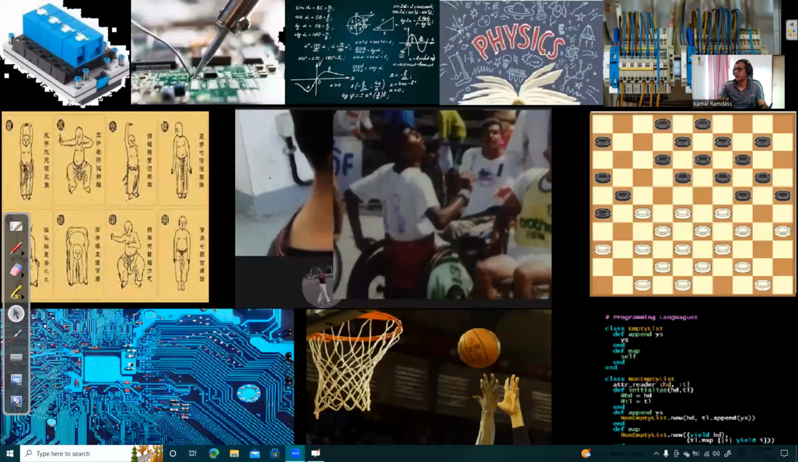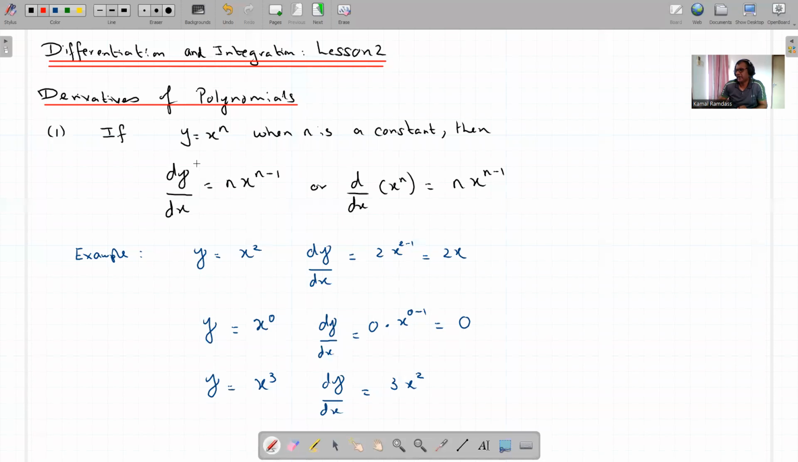C'est la deuxième leçon sur Differentiation and Integration. Et là-dedans, on me propose principalement sur the derivatives of polynomials. Et là, on a un general polynomial in the form of y is equal to x to the power of n, when n is a constant, note where n is a constant.